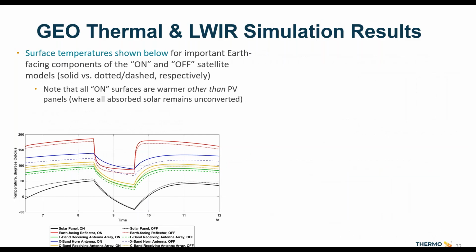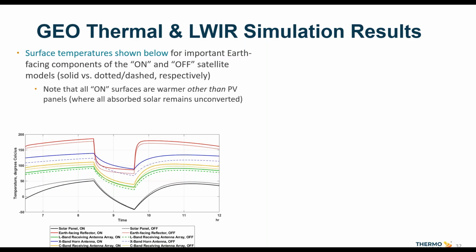Okay, the graphic on the lower left shows the surface temperatures for some of the important Earth-facing components of the baseline on satellite and the off satellite model. Again, we've got the baseline on and off model that we're comparing here. Because we're looking from the Earth up, we're looking at the components on the outside that are facing the Earth, because those are the ones that are going to be contributing most heavily to the average signature of the satellite.